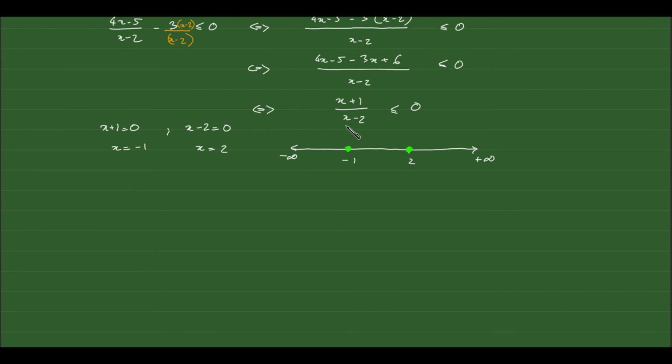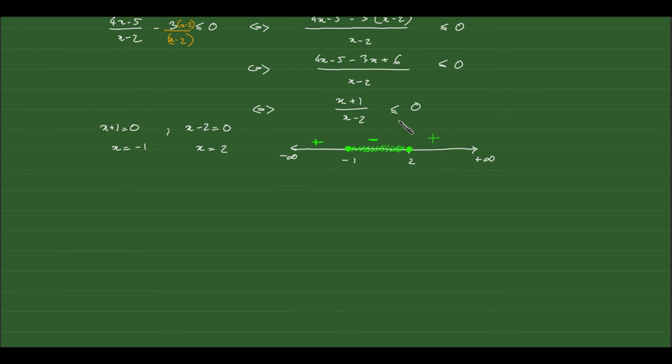Now you see that there are three intervals. So we have to see which one we're going to take. I'm going to plug in the value 3 here, positive. Plug in 0 here, negative. And plug in negative 2 here, positive. So which interval are we going to take? We're going to take the negative one because it's less than.